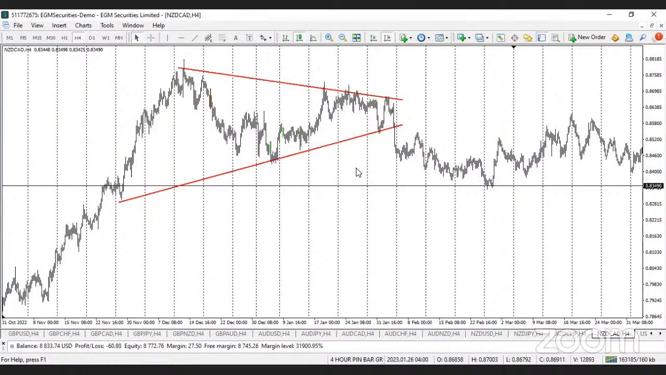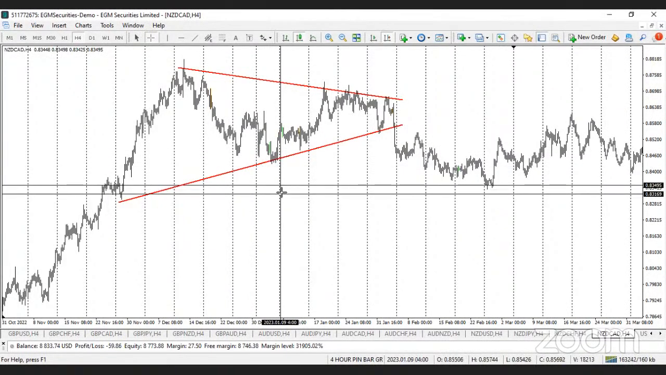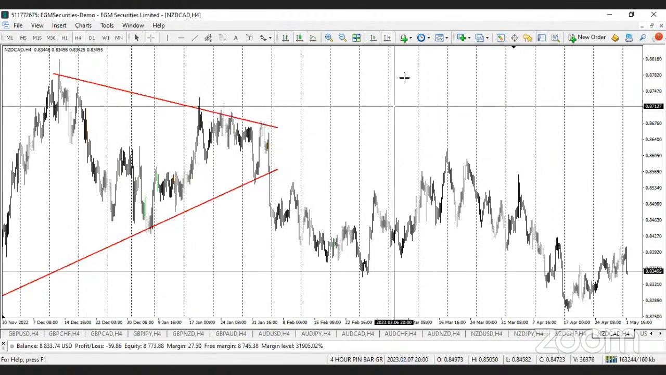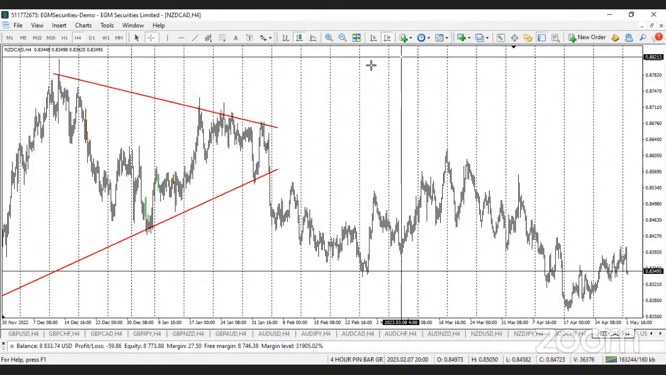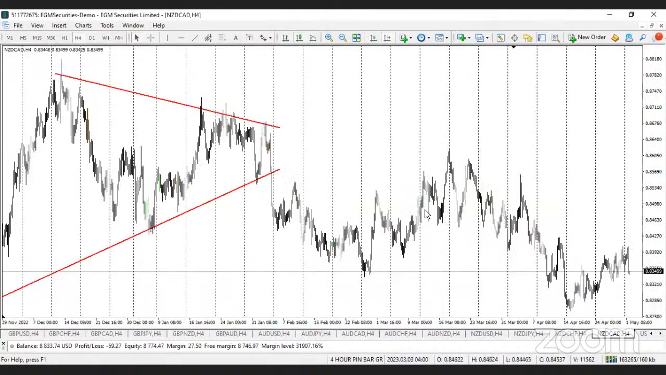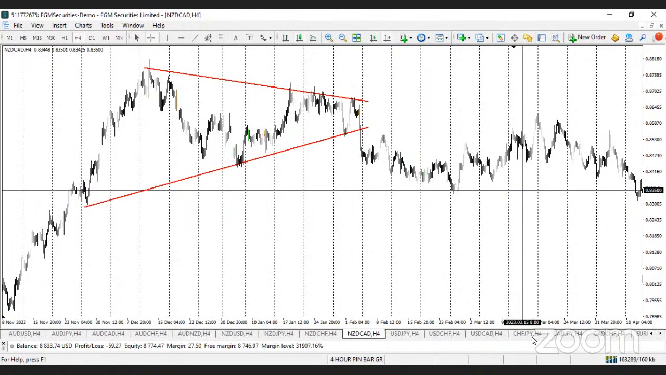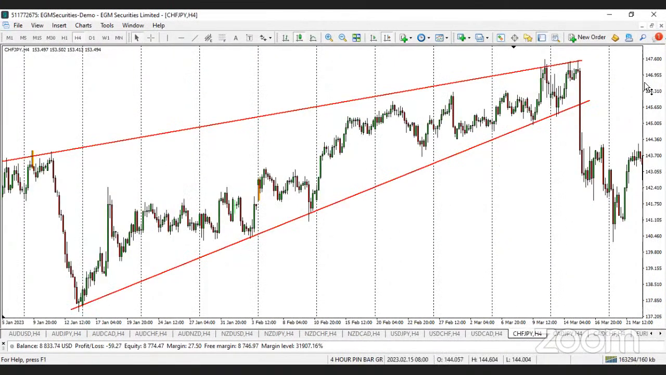But here, if you bring your cursor to that third support, the one here in the middle, you can see that the support that formed right after it was lower, and then it got lower and lower and lower. So I think this was a really good formation for a sell. Yeah, it was a very nice setup. Then the last one is Swiss franc against yen.